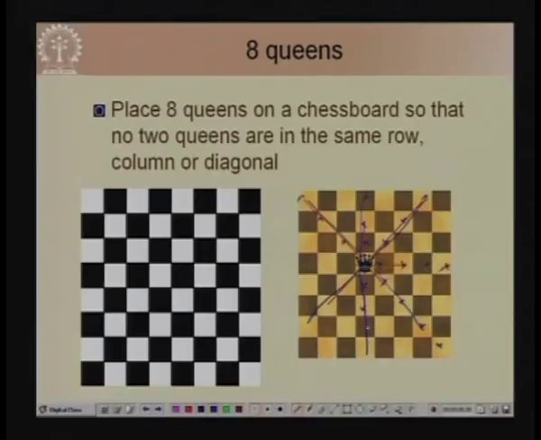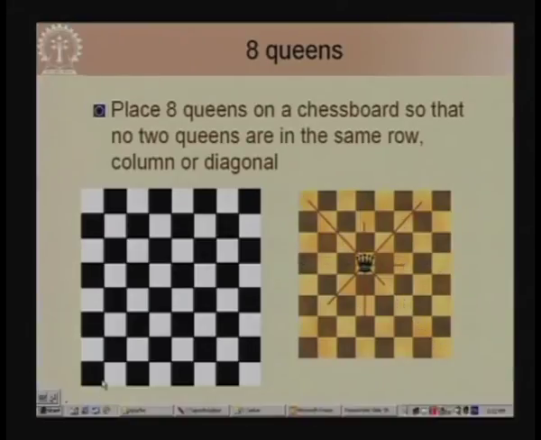The 8 queens problem is the following. Place 8 queens on the chess board such that no queen is attacking any other queen. Now, how can we formulate the state space from this problem, and then we will look at how to solve this problem as a state space search problem. Now, there are different ways in which we can formulate the 8 queens problem.